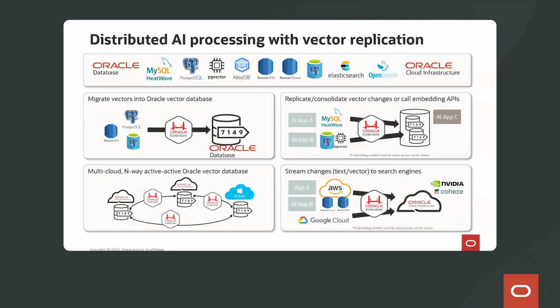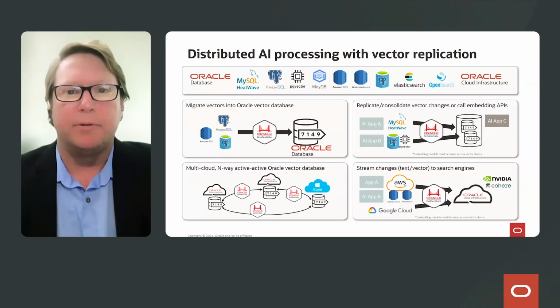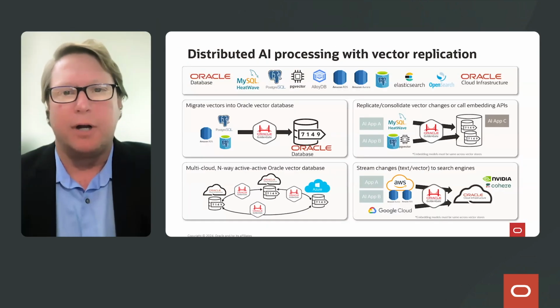When we drill down into what we're doing with distributed AI processing, there's a lot to cover here. The first is we support Oracle services like Oracle Database and MySQL HeatWave. We also support a number of third-party products like Postgres, pgvector, which is an add-in for Postgres, AlloyDB, Amazon RDS, Aurora, Elasticsearch, OpenSearch. So there's a lot of partners that we work with as well to be able to certify and support their environments. Let me take a minute to talk about what it means to replicate a vector, so it makes more sense to you.